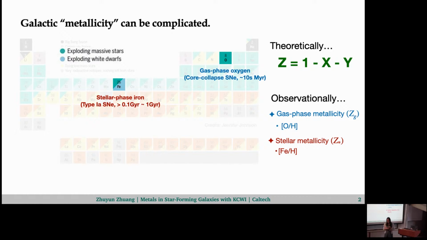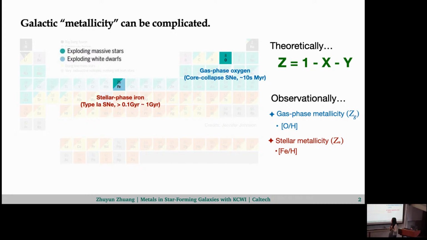So we have the gas phase metallicity as the oxygen abundance in the interstellar medium, and we also have the stellar phase metallicity measured as the iron. But since I'm very curious about the connections between the metals in different phases, it turns out that it's a little bit complicated to interpret the relation between the stellar and gas metallicity, because the two elements were formed by very different processes with very different formation timescales.